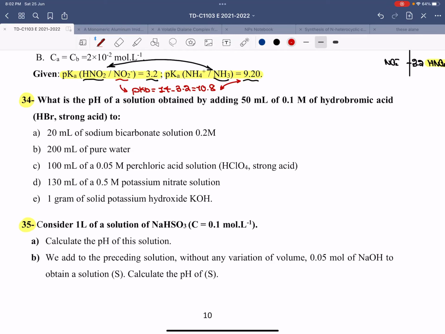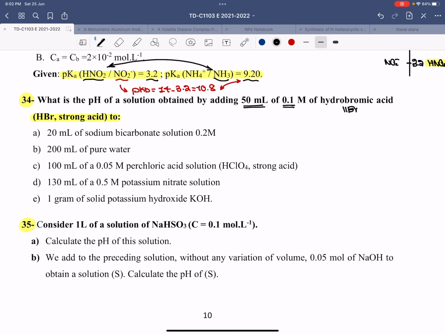Number 34 is basically the pH of a solution obtained by adding 50 ml of 0.1 molar hydrobromic acid, HBr. Look at the given, you will find that there is no pKa given for HBr, and anyway, we are saying it's a strong acid. So, you have to add HBr to each of the following parts.